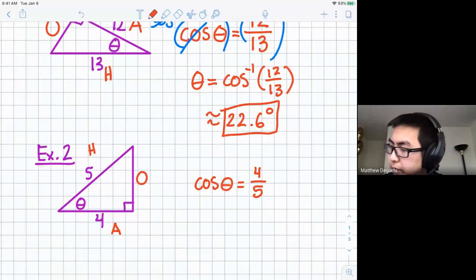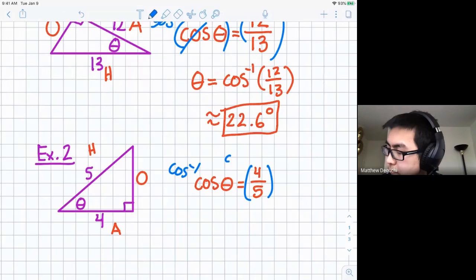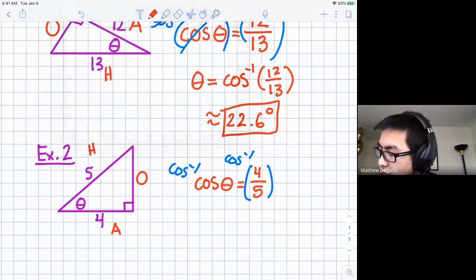So in order to eliminate that cosine, we have to take the cosine inverse of both sides. So these are going to cancel. So theta is equal to cosine inverse of 4/5.